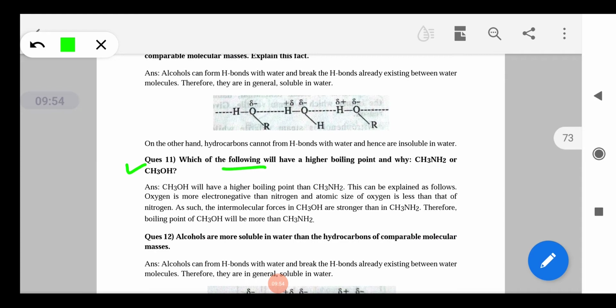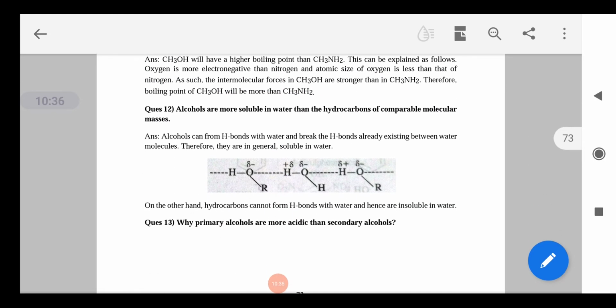Which of the following will have higher boiling point and why? CH3NH2, अनदर इज CH3OH। अब आप देखेंगे हायर बॉइलिंग पॉइंट किसका होगा, जिसमें कि हाइड्रोजन बॉन्डिंग स्ट्रांग होगी। अब देखिए आप, यहाँ पे नाइट्रोजन है एमाइन में और मिथेनॉल में ऑक्सीजन है, and we know that oxygen is more electronegative than nitrogen. Okay, so due to the greater electronegativity, the atomic size also decreases for the oxygen atom as compared to nitrogen. So the intermolecular forces of attraction in methanol are stronger, that is why their boiling point is high.